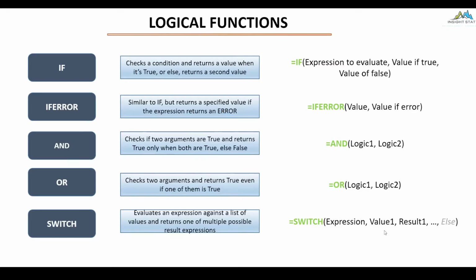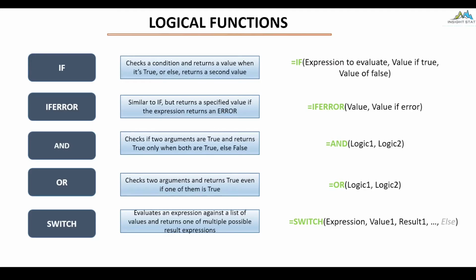So just like this, we have value 1 result 1, value 2 result 2, value 3 result 3, numerous value and result pairs, and then there is an optional else condition which will handle any other values if none of the values matches. Then we would capture it with the optional else statement, right? Okay, now let's put this into use.